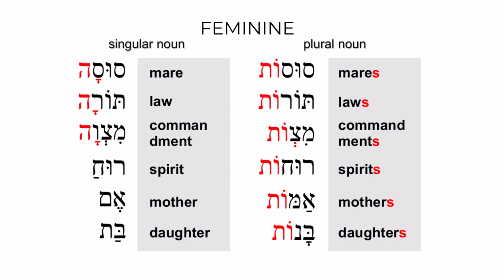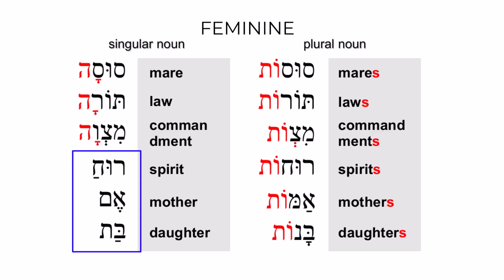Em means mother. If you want to say mothers, you're going to say amot, and that will mean mothers. Bat means daughter. If you want to say many daughters, you're going to say banot. Now when you come to the singular, notice that there are some words, for example, ruach, em, and bat. These words do not have the a ending, and these are what we call irregular nouns.